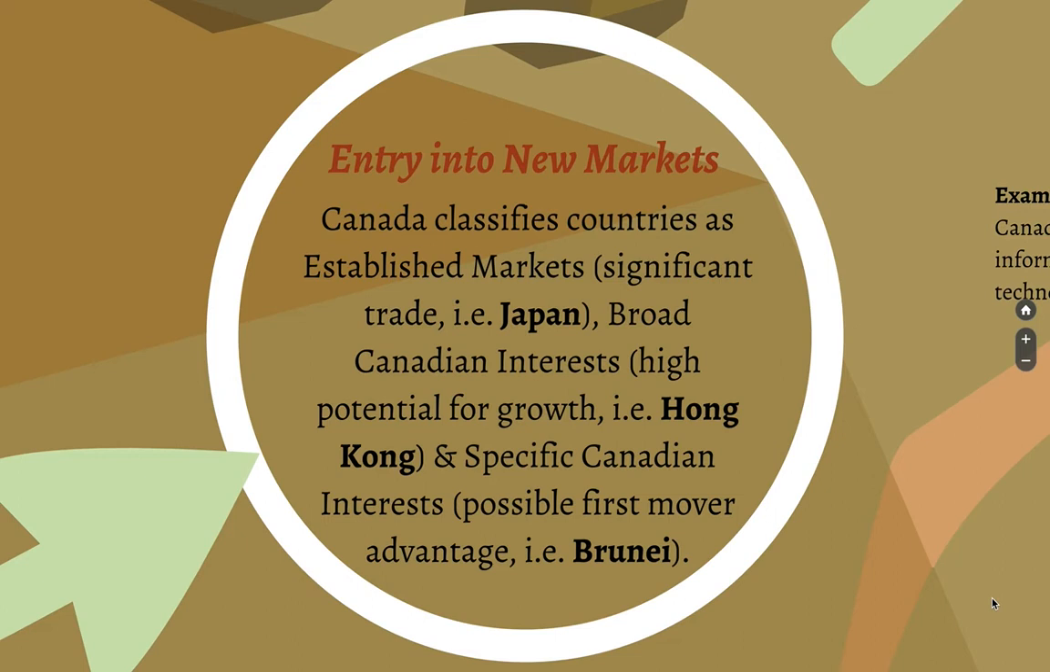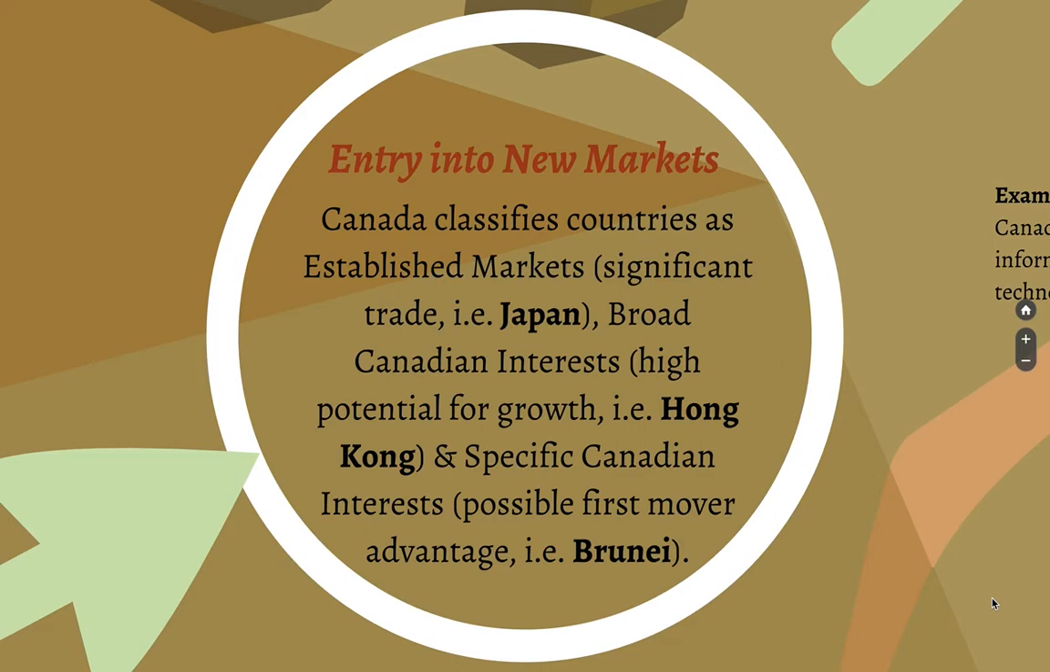They talk also about broad Canadian interests, meaning it's not established yet. It's not one of the biggest, but there's a potential for growth. There are many consumers, and as more and more businesses choose to operate there, perhaps they'll find success, such as Hong Kong. And then there are specific Canadian interests. That is, there's something about the country that a Canadian company could do well. For example, Brunei. They would like to facilitate a deal to get Canadian companies into Brunei to get that first mover advantage, to establish themselves and get an edge on the competition.